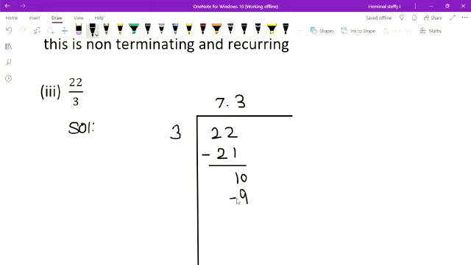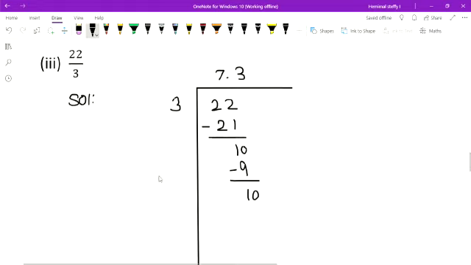I'll put the minus again. 10 minus 9 gets 1. So again I want to add the 0, the same answer 10. The same answer, I will get as it is. So I stop here. So 7 3 will be continuous again and again. So what is the answer here?